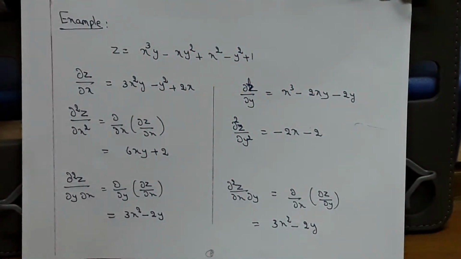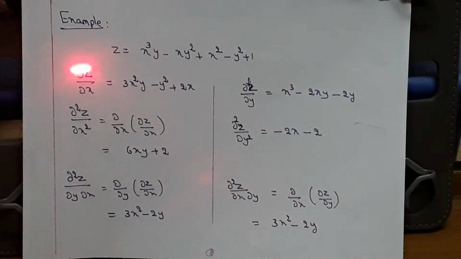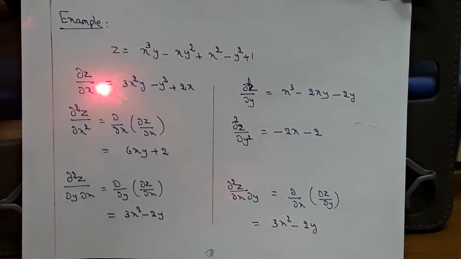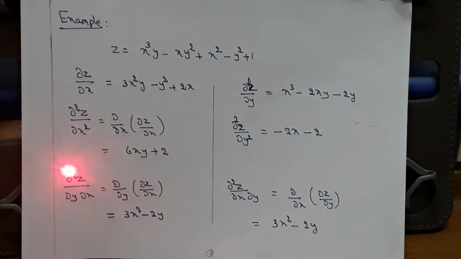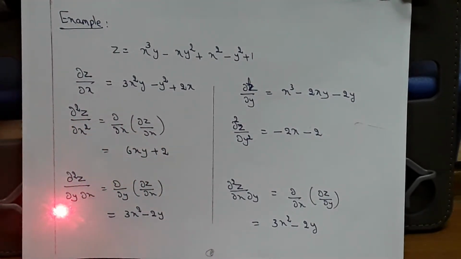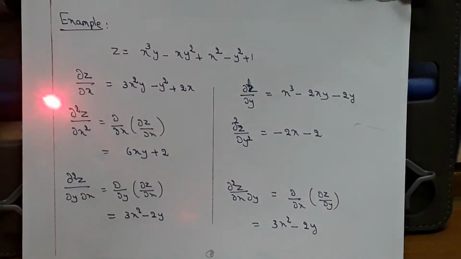Okay. So next we are going to see dou by dou x of dou z by dou x. One more time we are going to differentiate this with respect to x. So here you see y is a constant, x square differentiation is 2x, so 3 into 2x, 6xy. Y square is a constant, differentiation is 0, 2x differentiation with respect to x is 1, 2 into 1, that is 2.